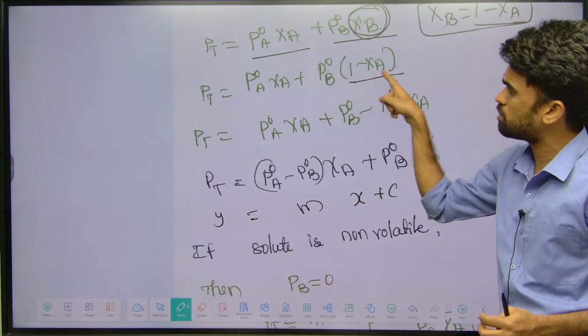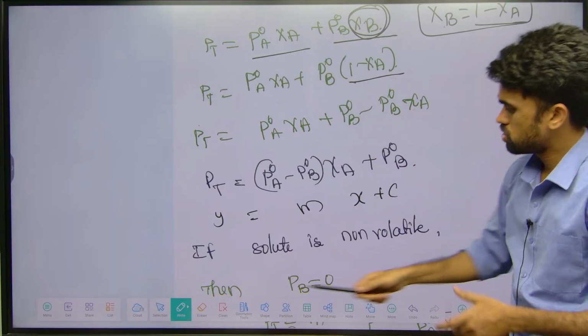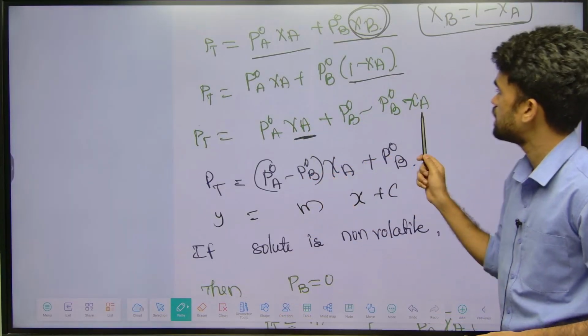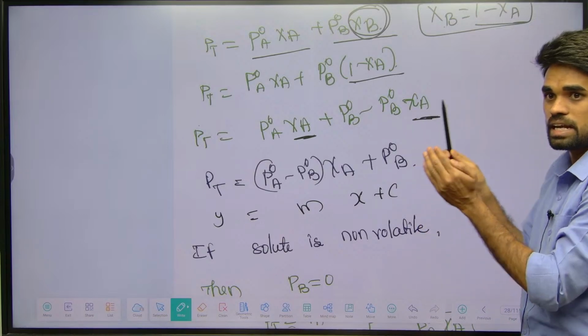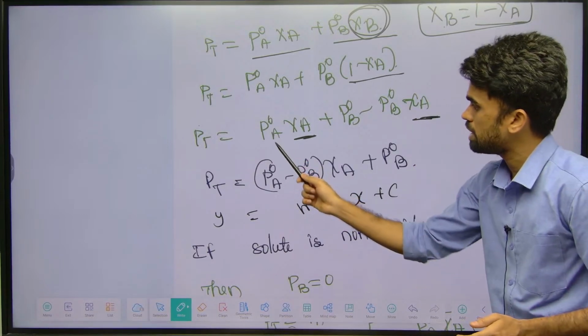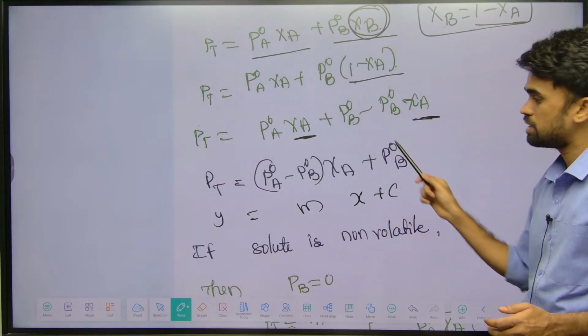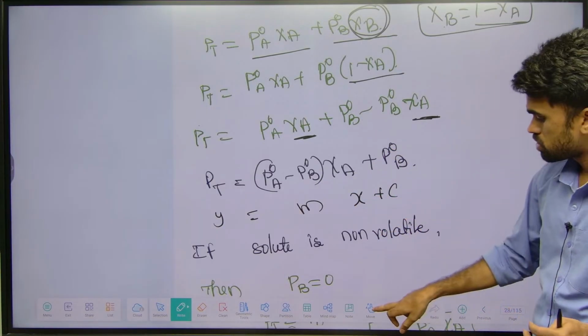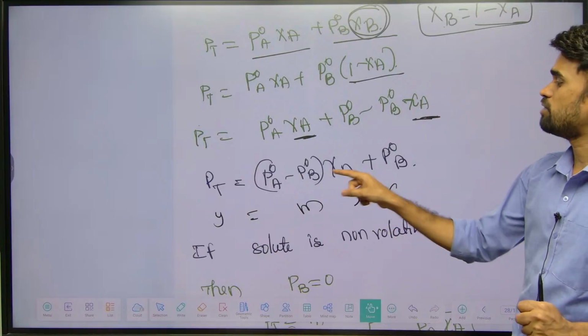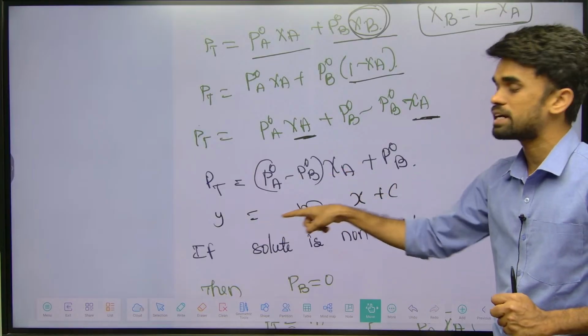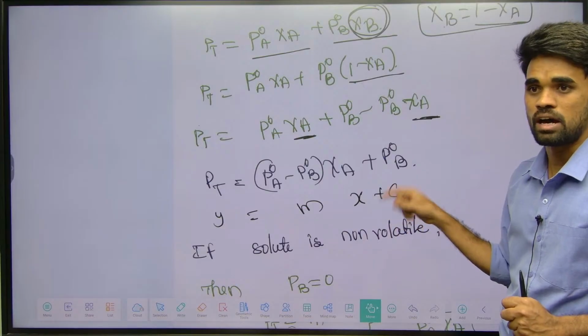So from this, finally you can make an equation like this. Look at this here, we can write it like this. So now if you observe, here chi A is there, here chi A is there. So can I take it as a common? So it becomes P naught A minus P naught B, chi A, plus this single P naught B. Okay. So now why we have made like this, we are going to get a graph here. So for that purpose only I have made it.